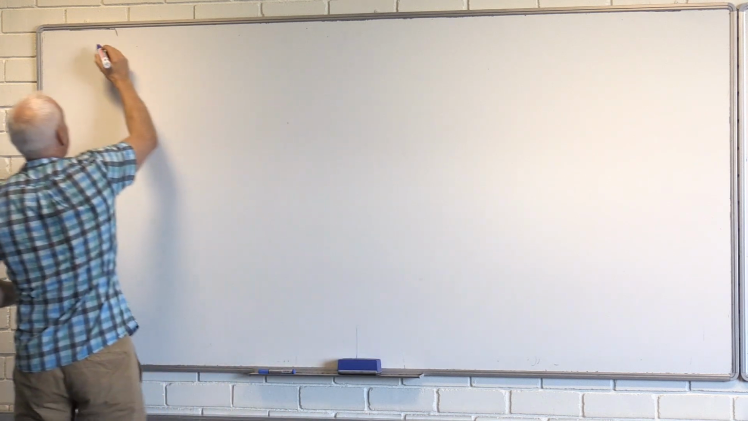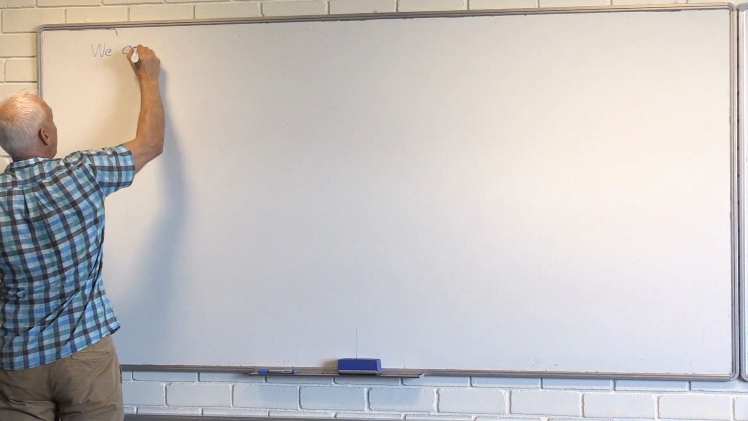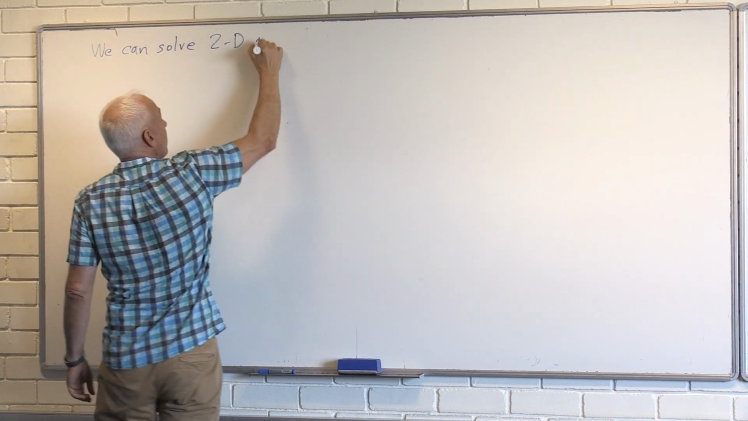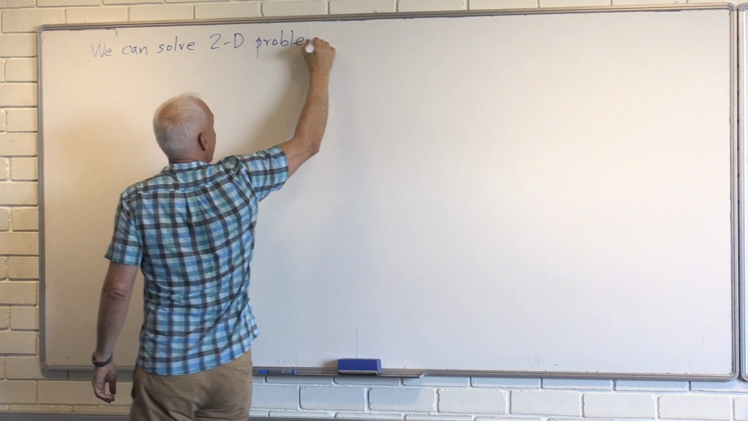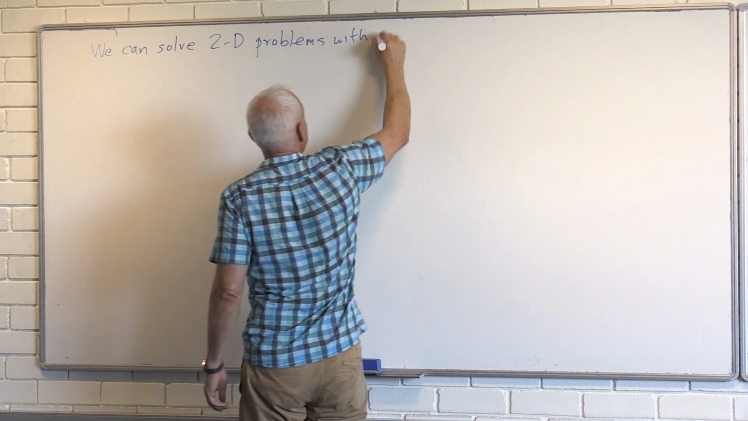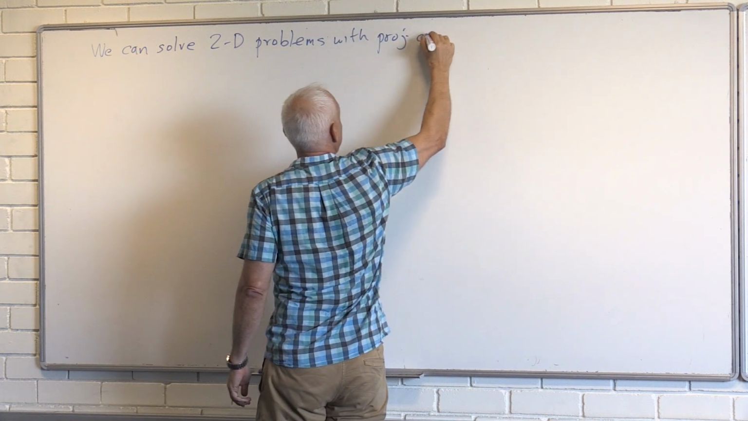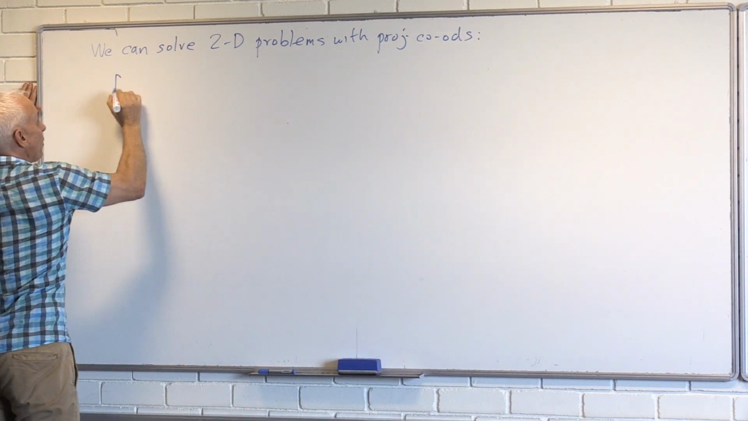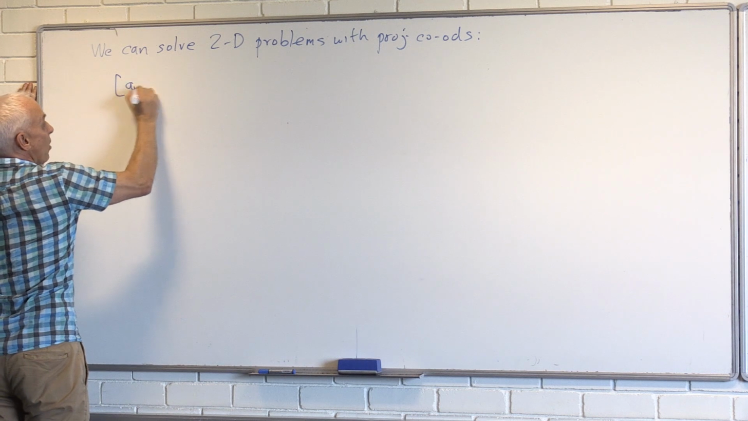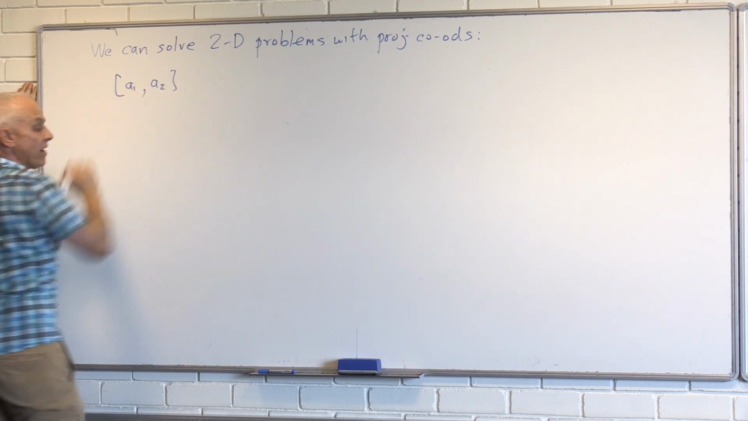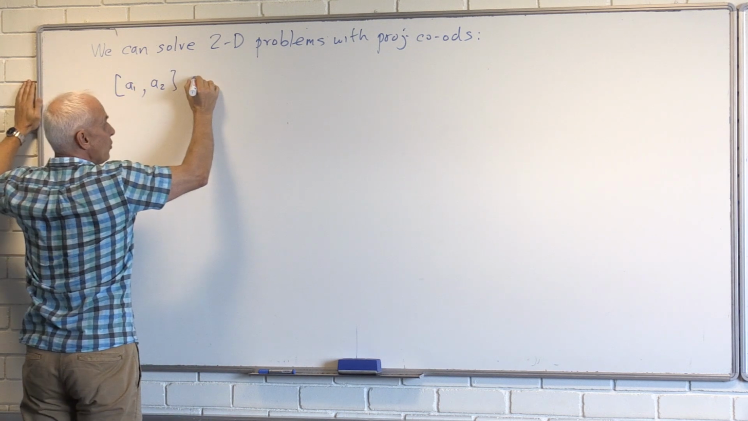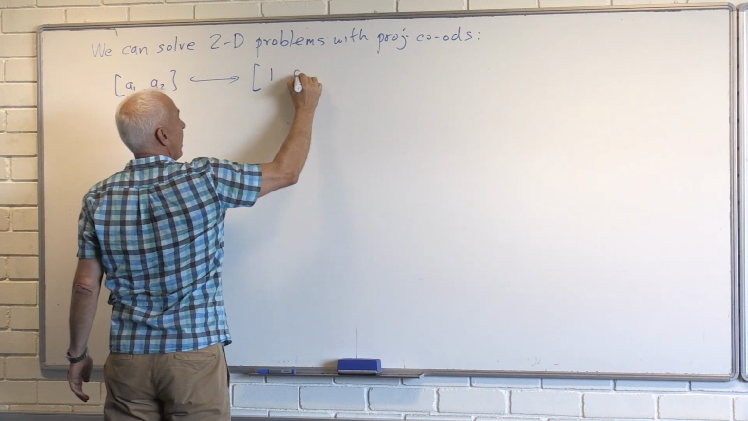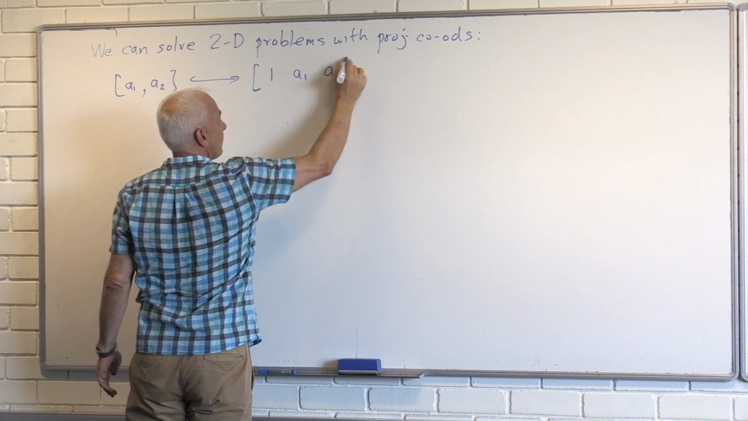Okay, so we can solve 2D problems with projective coordinates. How does that work? The idea is that instead of working with a point, say A1, A2, an affine point, we associate to that a projective point 1, A1, A2.